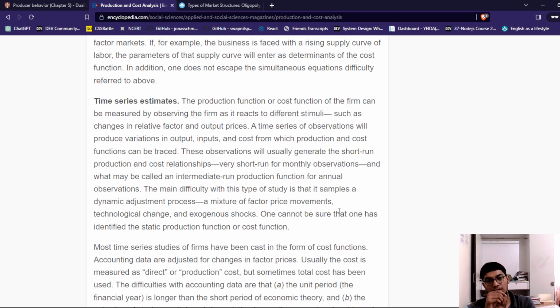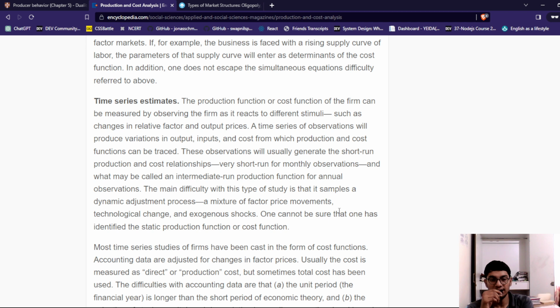The production function or cost function of the firm can be measured by observing the firm as it reacts to different stimuli, such as changes in related factor and output prices. The time series of observations will produce variation in output and input, and the cost and cost function are traced. Their observations will usually generate the short run production cost relation for very short or monthly observations, and what may be called an intermediate run production function for annual observations. The main difficulty with this type of study is the dynamic adjustment process, a mixture of factor price movement, technological change, and existing stock. One cannot be sure that one has identified a production function or cost function.